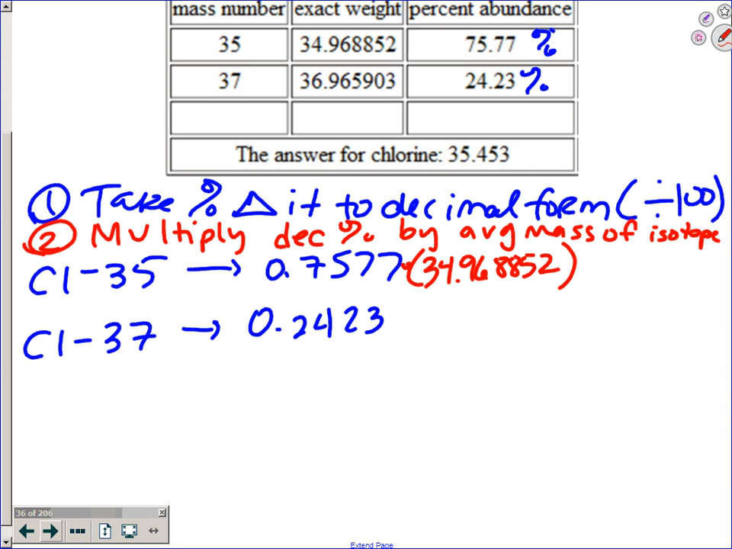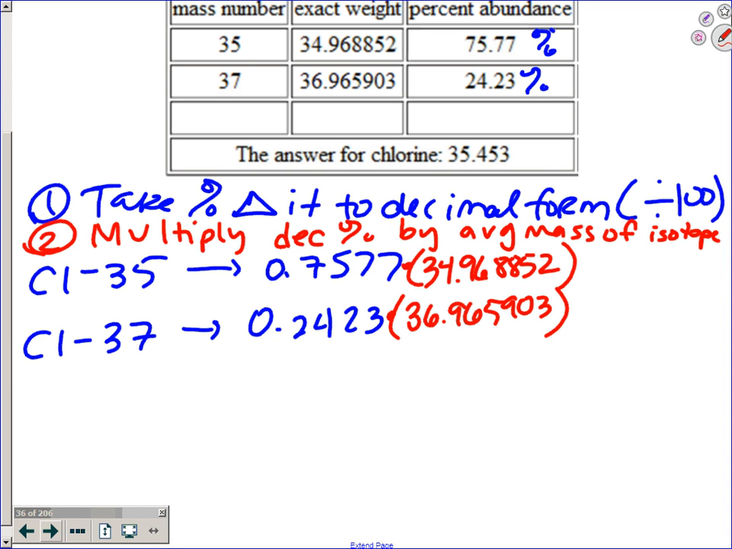34.9688852. Okay, so this is a multiplication, so I'm taking the percent decimal form, multiplying it by the average mass. I'm going to do that for both of my isotopes. So I'm multiplying by 36.965903. So this is just me multiplying.